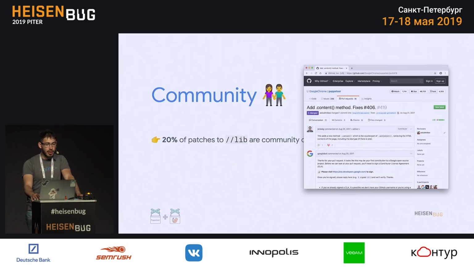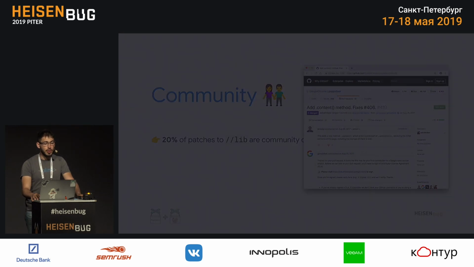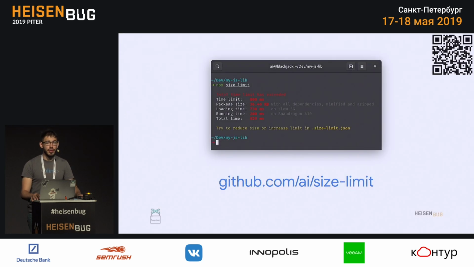What is more important, the community is actively contributing to the project. More than 20% of patches are core community contributions. And there are a lot of different tools around that use Puppeteer. So let me highlight a few of those. First, a project called SizeLimit. SizeLimit uses Puppeteer to measure how much time it takes for a website to load and run all the JavaScript. This helps web developers stay aware of the size and their JavaScript cost and helps them ship smaller and faster websites.